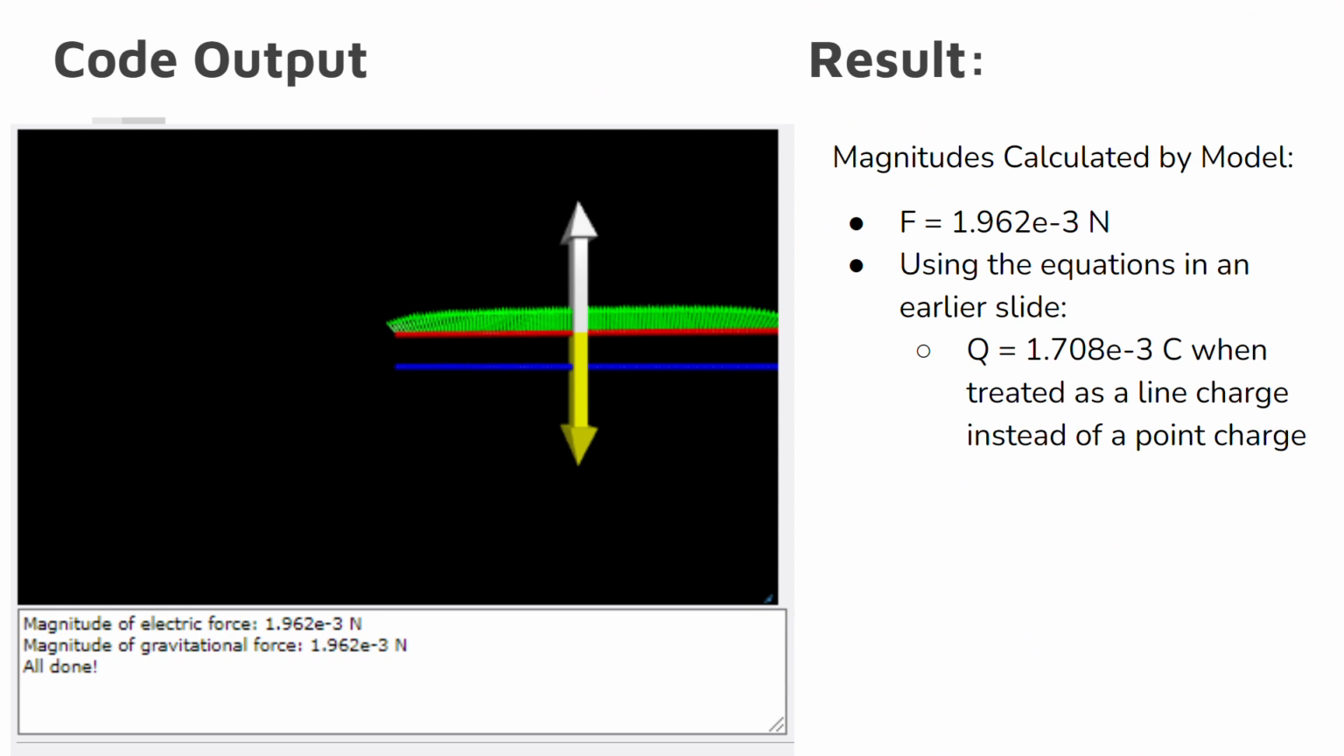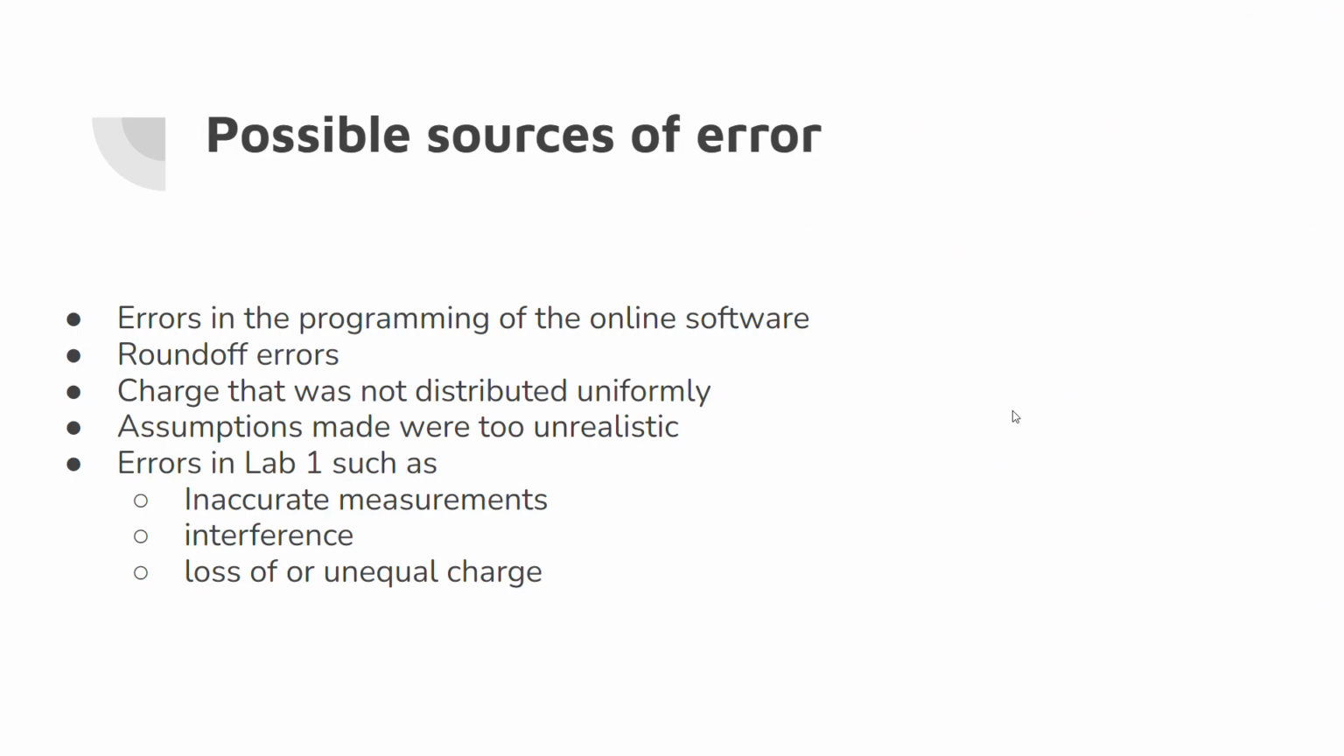that the magnitude of the force is 1.962 times 10 to the negative third newtons, which leads us to a charge of 1.708 times 10 to the negative third coulombs when it's treated as a line charge.